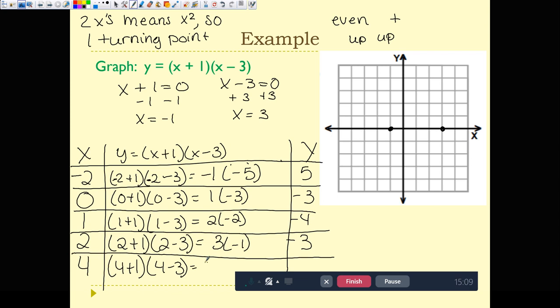So these are going to be my ordered pairs I'm going to plot. Okay? So at -2, my y value is 5. At 0, my y value is -3. At 1, my y value is -4. At 2, my y value is -3. And at 4, my y value is 5. So we know it's up, up, and it has one turning point. And then we just complete our graph based on kind of what we know. You can always take a picture of this.